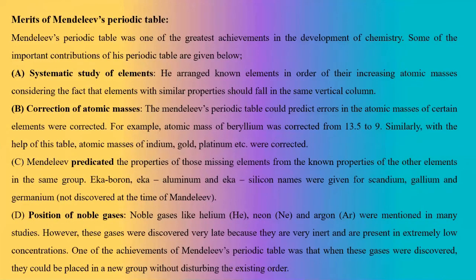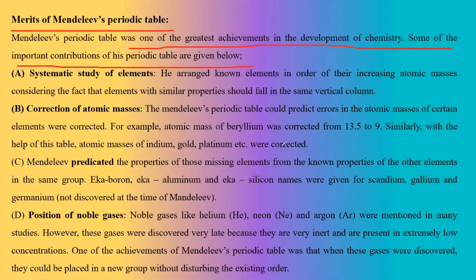Now here it is clearly mentioned what the merits and demerits of Mendeleev's periodic table were, because this periodic table was of extreme importance. The merits: Mendeleev's periodic table was one of the greatest achievements in the development of chemistry. Some of the important contributions of the periodic table have been listed here. Fine, let us see what the contributions were.